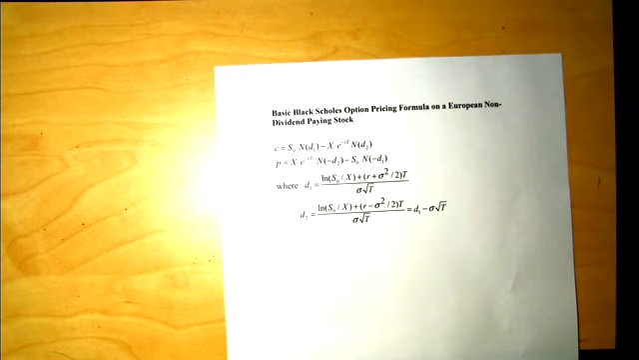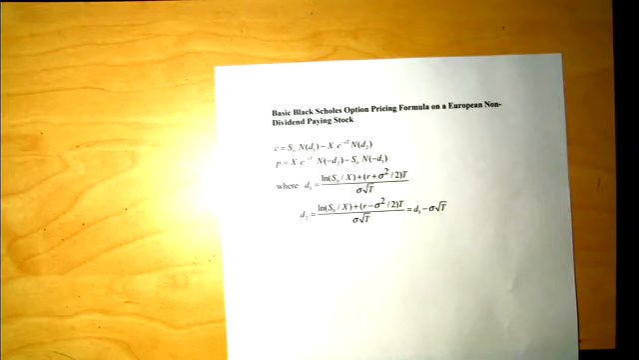N of D1 is you find out what D1 is and you look it up in a distribution table. So N of D1 is going to give you a probability, which we'll talk about in a minute. N of D2 will also give you a probability as well. So to calculate them, you've got your formulas there. D1 is the natural log, so there you go.